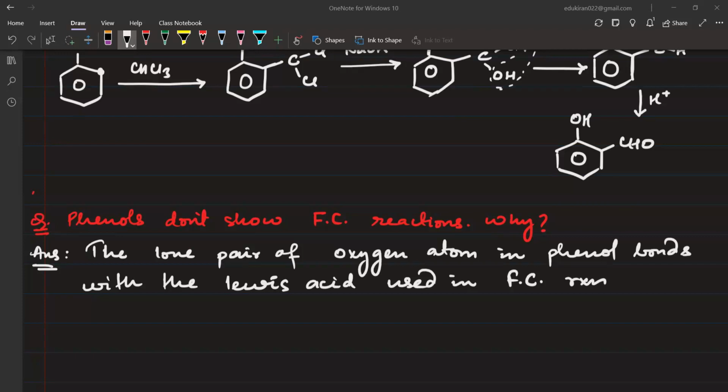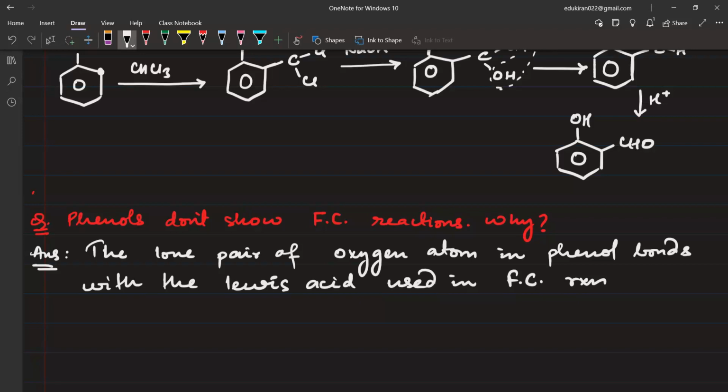Sir, what is FC? Friedel-Crafts, yeah. So we have two different Friedel-Crafts reactions: Friedel-Crafts alkylation and Friedel-Crafts acylation. Both of them do not happen, and both require a Lewis acid. The Lewis acid does not do its work. It attaches on the oxygen atom. It has to attach on the reagent, but it attaches on the oxygen atom of phenol. So that is why we cannot do Friedel-Crafts reaction.